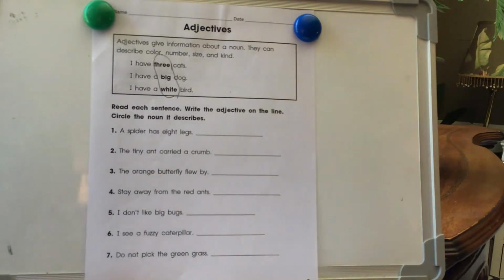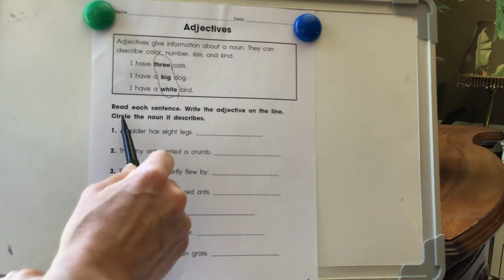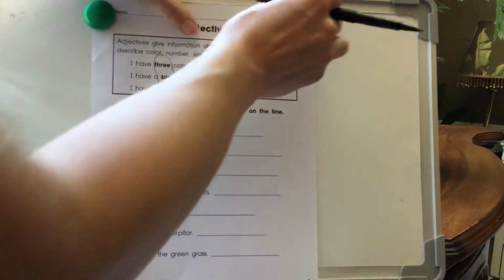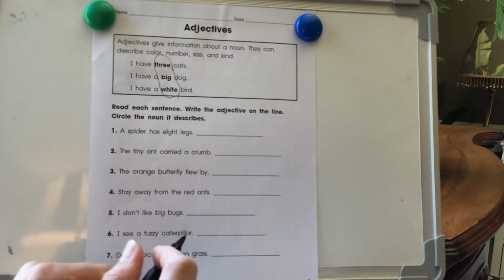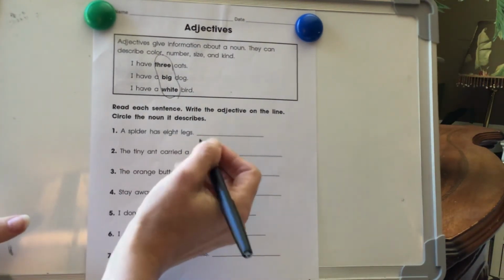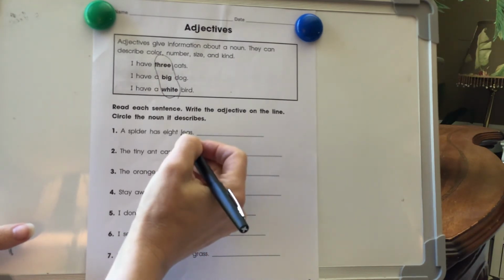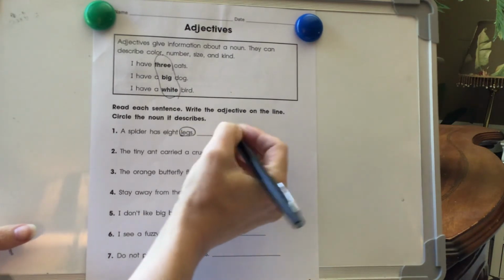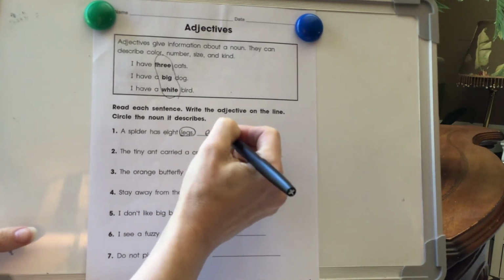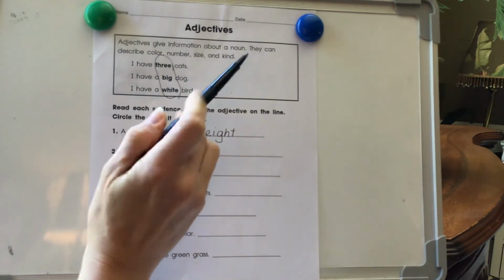Okay? It says read each sentence, write the adjective on the line, circle the noun it describes. So we are going to write and circle. Okay? So we're writing the adjective on the line. A spider has 8 legs. All right, so we know legs is our noun, but how many legs? 8 legs. So 8 describes for us. And again, it can be color, number, size, and kind.